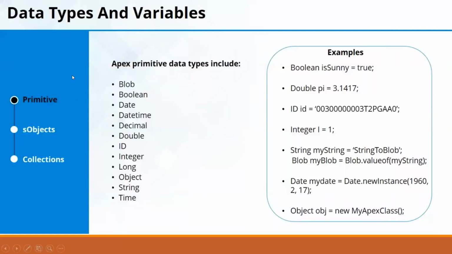In Apex we have three types of data types and variables. First is primitive type. Primitive type means the normal data types. When I say normal, it means string, integer, double, boolean, date, date time, object, long, decimal. So that type of variable is called primitive data type.